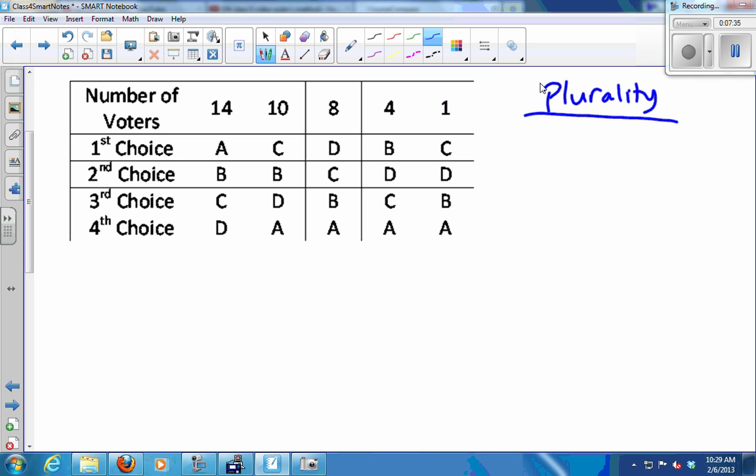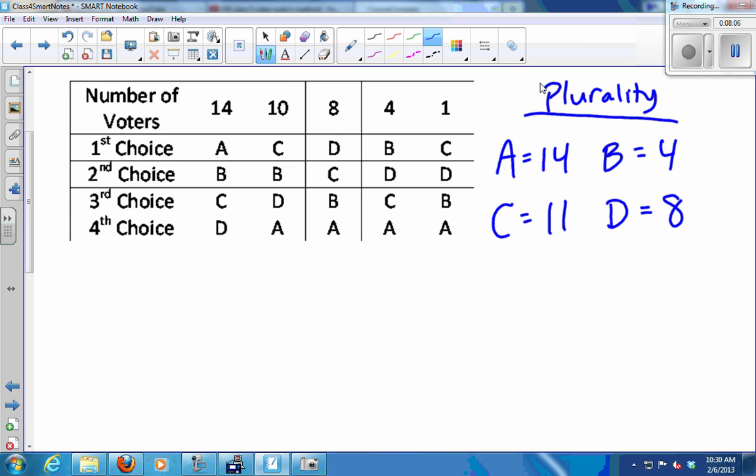So plurality, you just count first place votes. Candidate A has how many? 14. Candidate B has 4. Candidate C, 11. And candidate D has 8. So in first place, we have A, second place C, third place D, last place B.